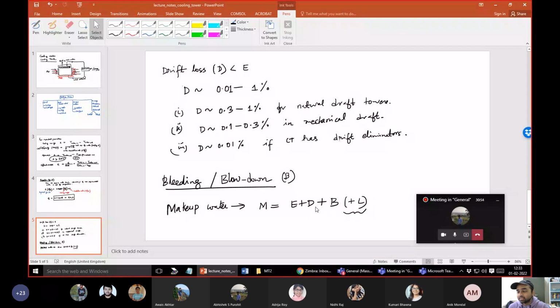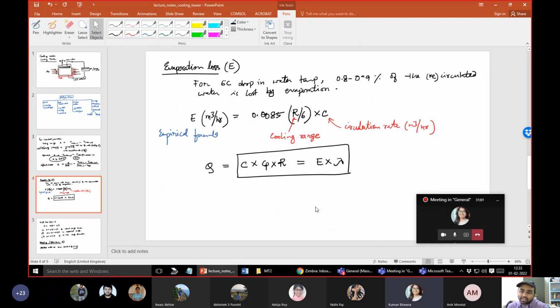Sir, can you please repeat the name of that law, the 6-degree drop? There is no law. That is just a thumb rule that engineers have arrived at with experience over time, for a quick calculation if you want to make one. There is no scientific basis behind it. It is based on field observations from process engineers, collated slowly, and people have realized that for every 6-degree drop, approximately 0.8 to 0.9% of the water is lost.